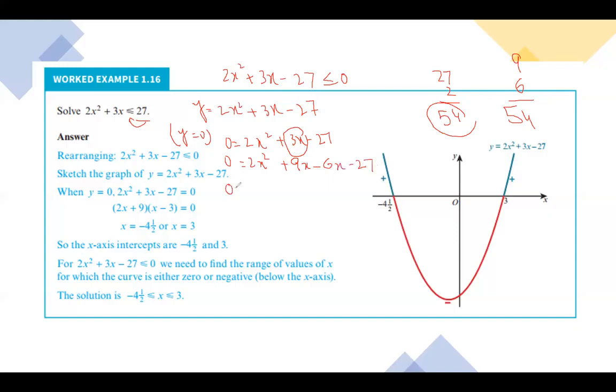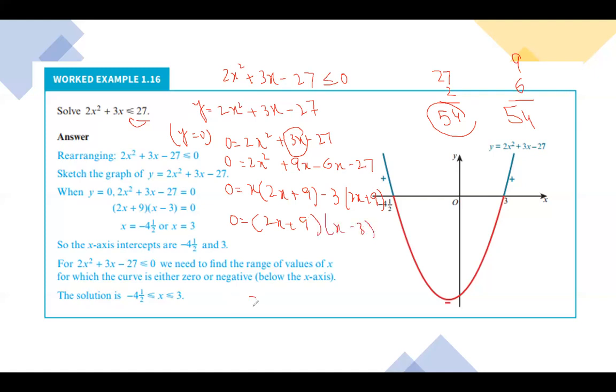So taking x common, it must be x into (2x plus 9), and from here minus 3 is common, so it must be minus 3 into (2x plus 9). So 0 equals (2x plus 9) and (x minus 3).